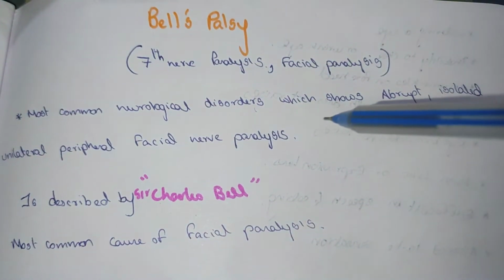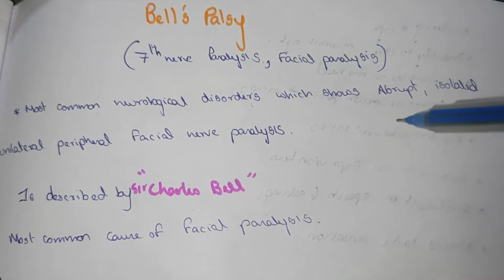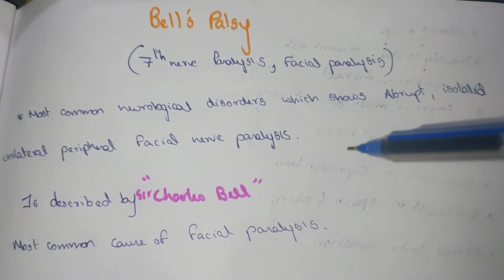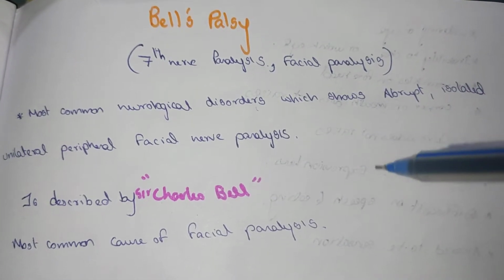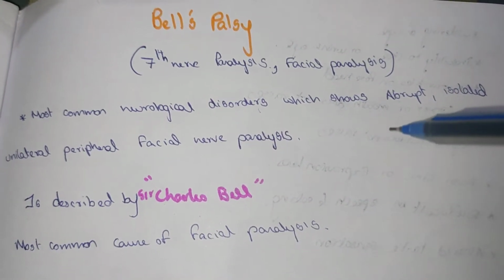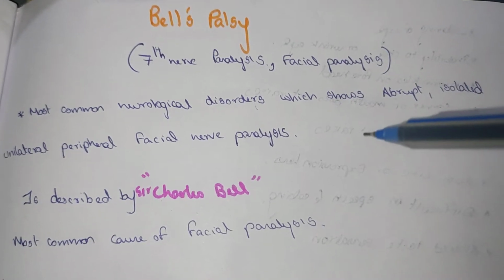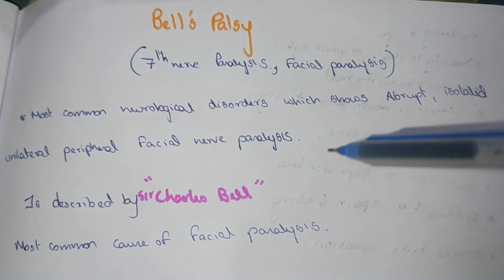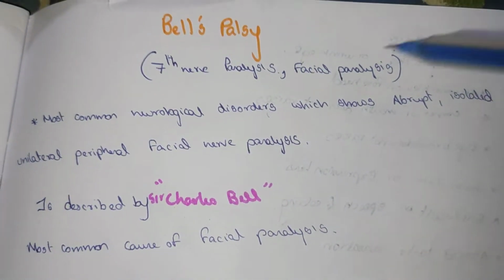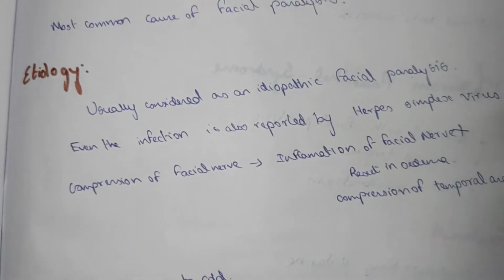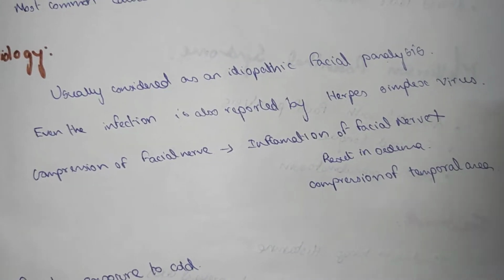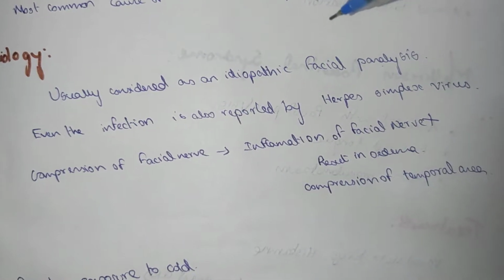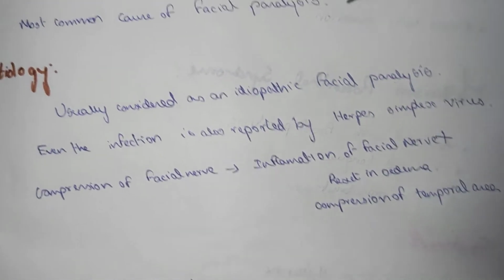It is the most common neurological disorder which shows aberrant, isolated, unilateral peripheral facial nerve paralysis. That is, only unilateral peripheral facial nerve paralysis. The most common cause of this facial nerve paralysis, the etiology, is usually considered to be idiopathic. The causes are usually unknown.